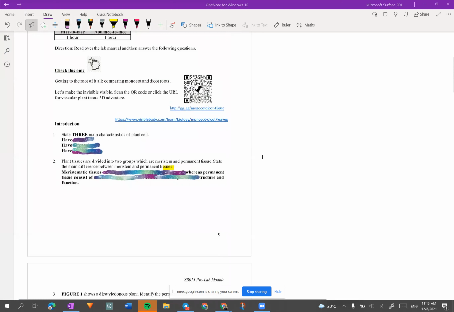Introduction. This is like child play. State 3 main characteristics of plant cell. Can anyone suggest? Have cell wall, okay. Made of what? Cellulose, right. Oh, good. Well done. Okay, that's one. Have a cell wall. Another one? Chloroplast. Okay, well done.